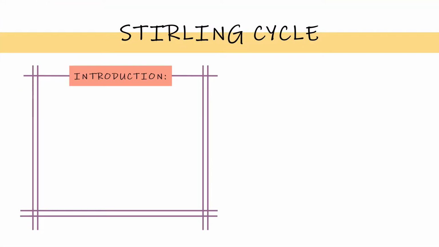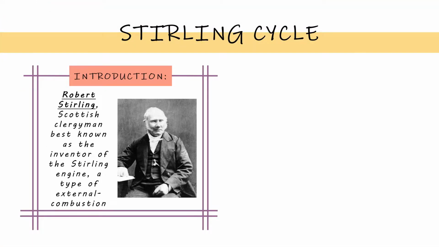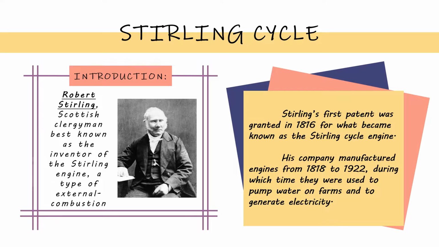The genius man behind the Stirling cycle is Robert Stirling. He is a Scottish clergyman, best known as the inventor of the Stirling engine, which is a type of external combustion engine. Stirling's first patent was granted in 1816 for what became known as the Stirling Cycle engine.